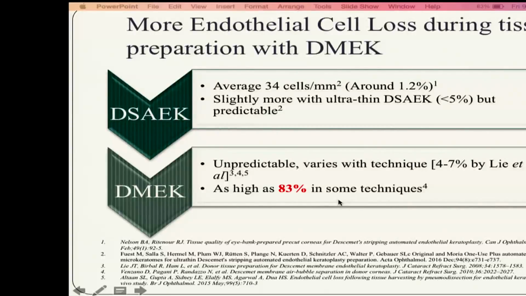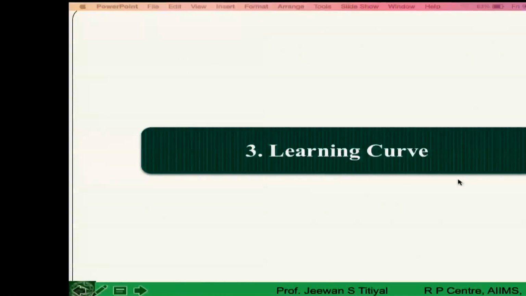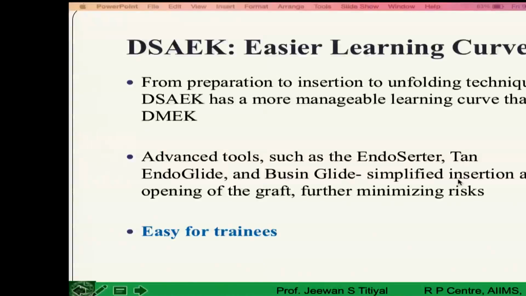Next is the endothelial cell loss in preparation of donor tissue, which we know that DSAEK will have very controlled, less cell loss, which ranges around 1 to 2%, in ultra-thin less than 5%, while DMAEK can range from 4% to 83%, sometimes total loss of tissue also. So these are two major concerns for me when looking at a patient coming for endothelial keratoplasty.